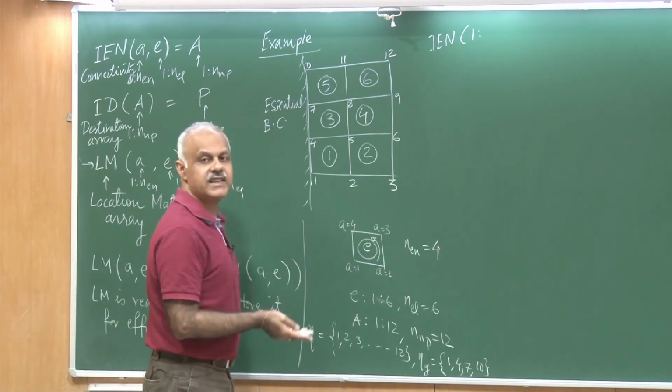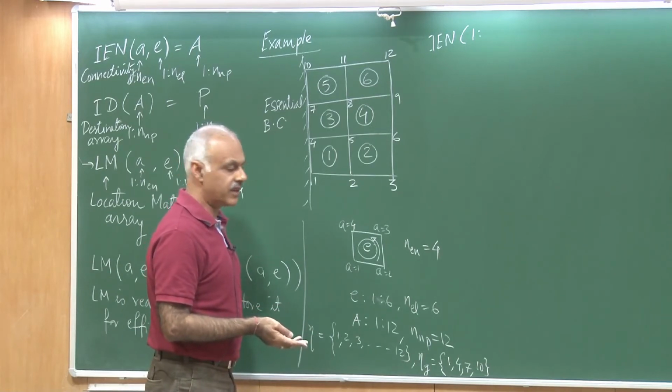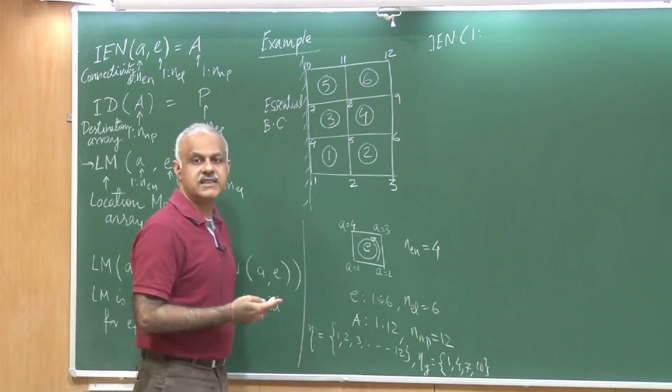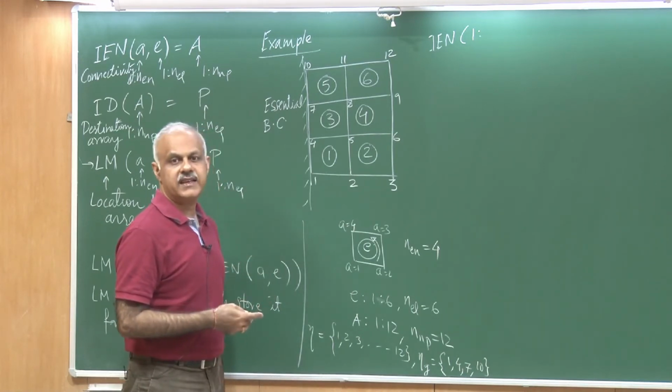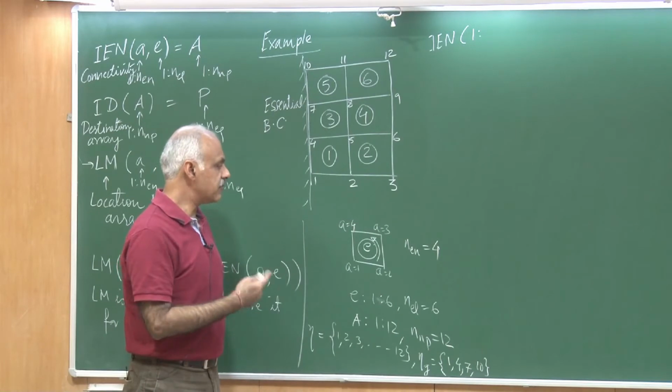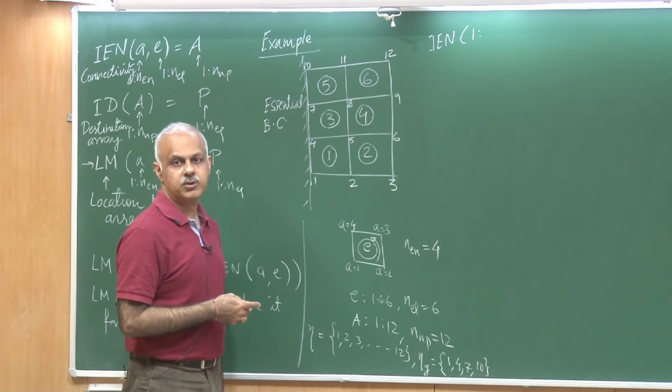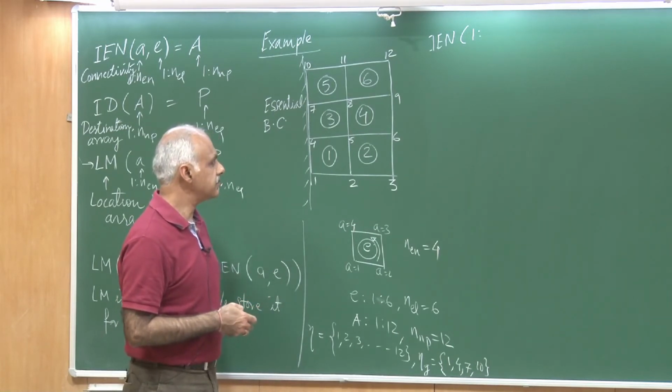You can choose any other convention that you would like, okay? But remember, we have to be consistent. So, when we make these arrays and we want to interpret the IEN array, then you must follow the same convention throughout your bookkeeping, otherwise there will be a problem.